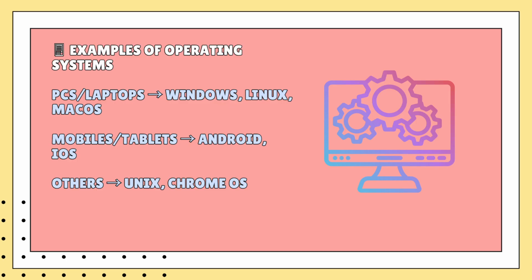Examples of operating systems: for personal computers and laptops, we have three types. First is Windows, second is Linux, and third is Mac OS. Mac OS is what all of you know from Apple laptops and iPads. The second one is for mobiles and tablets, which is Android and iOS. Others are Unix, Linux, Chrome OS.